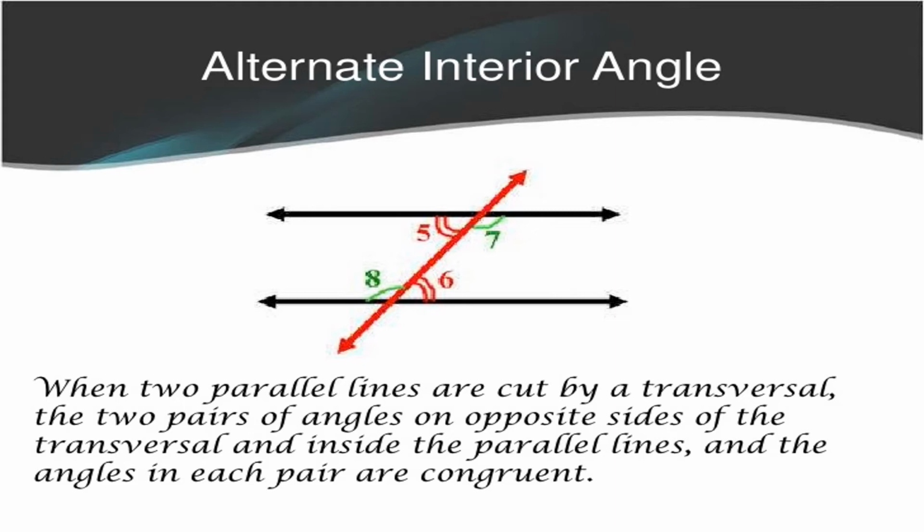Now angle 5 and angle 6, which are indicated by the same color, are alternate interior angles, and likewise angle 7 and angle 8, indicated by green color, are also a pair of alternate interior angles. These are congruent. It means angle 5 is equal to angle 6 and angle 7 is equal to angle 8.